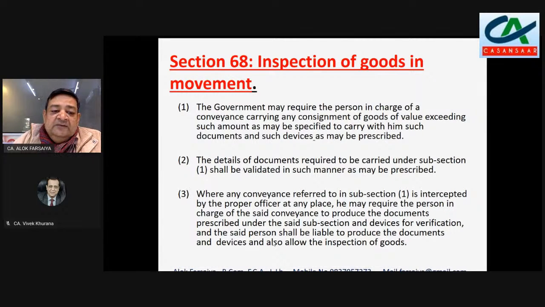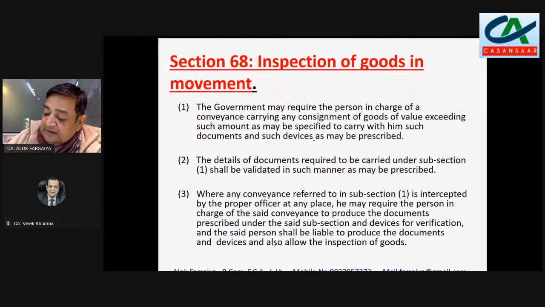And while computing the value of 50,000 rupees, the value of goods is to be computed along with the tax applicable on goods. So the value of goods is 49,000 rupees, 18% tax, 8,500 rupees, it becomes 58,000 rupees. Now the eway bill becomes applicable. And in the absence of an eway bill, it is assumed that the transaction is being done for evasion of tax.